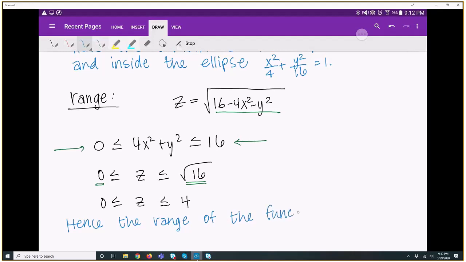will be all real numbers z between 0 and 4. And so we write the interval 0, 4, and we include the endpoints because we have less than or equal to in both places. All right.